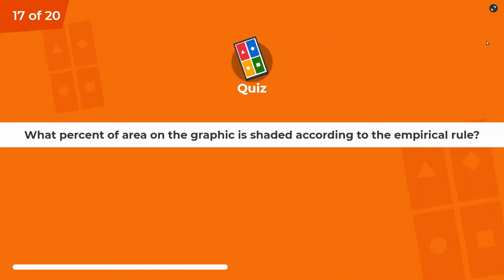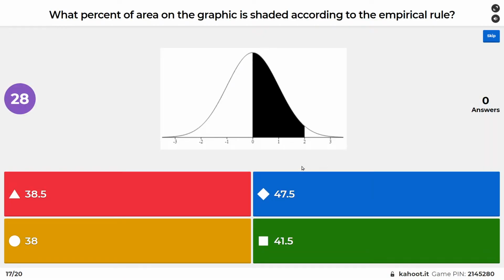What percent of area on the graphic is shaded according to the empirical rule? Oh, this is a trick one. You got this. We just did a question very similar to this. You can see this is between 0 and 2. We just did between -2 and 2. So remember, between -2 and 2 is 95%. So what area is shaded on the curve right here?